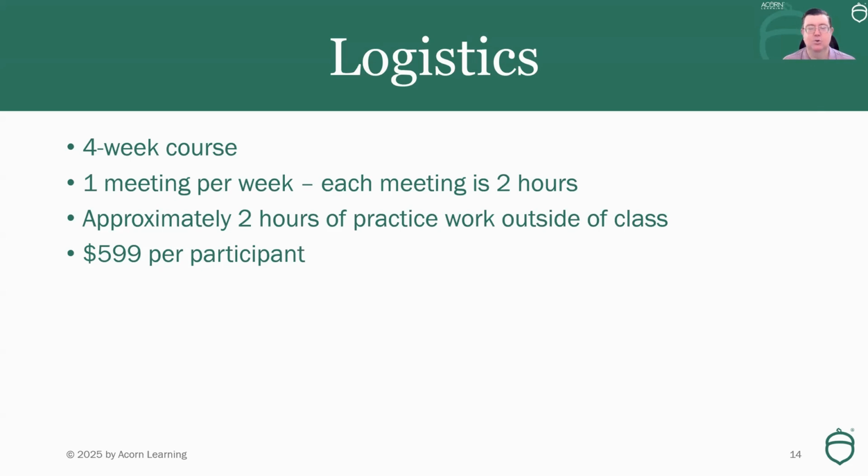You want to try different things. You want to do extensions. You want to use your own program's data in the examples. But what it takes to actually successfully complete this class is about 2 hours of work outside of class. And the class costs $599 per individual participant. So this is a good, engaging program. It's manageable in the time that you have.